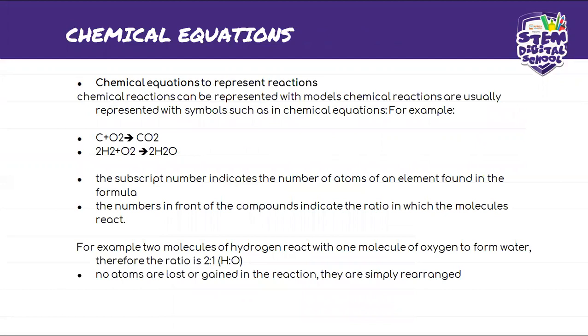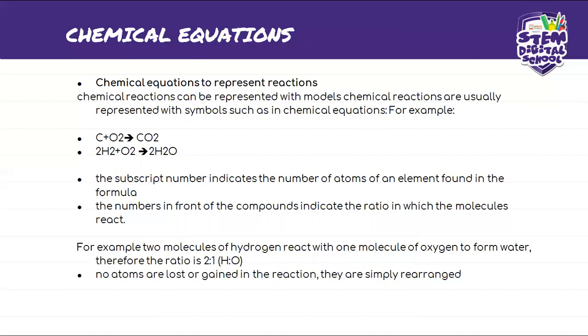Now let's go to what? Chemical equations. Chemical equations represent what? Reactions. Chemical reactions can be represented with models. And chemical reactions are usually represented with symbols such as in chemical equations. So for example, I have C plus O2 giving me CO2. That is carbon reacting with oxygen giving me what? Carbon dioxide. So what kind of representation is this? It's going to be what? Symbols, because we are using the symbols of the element.